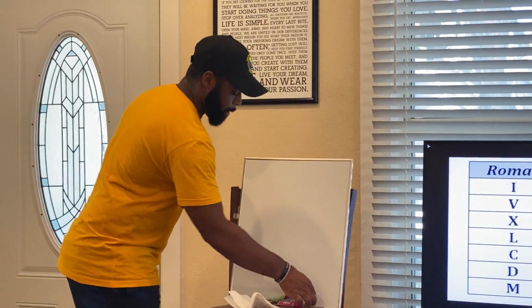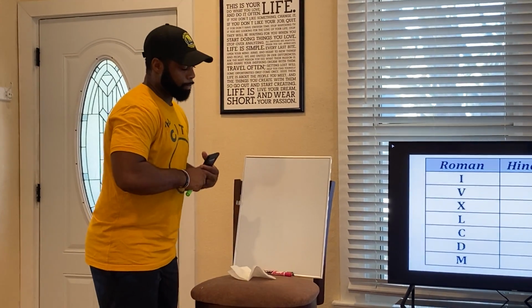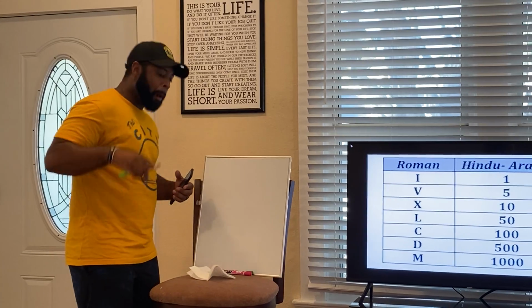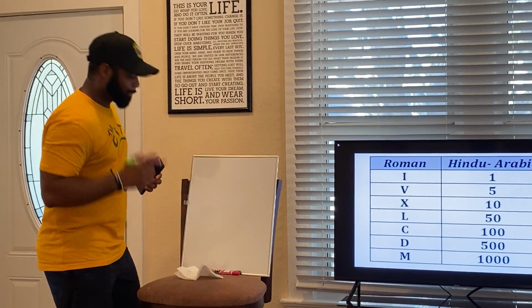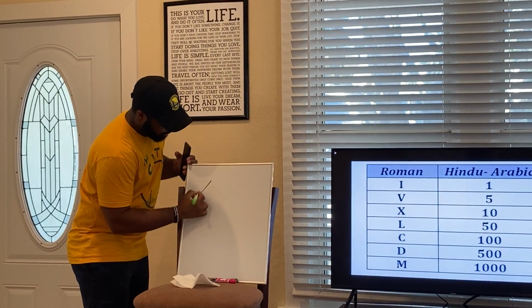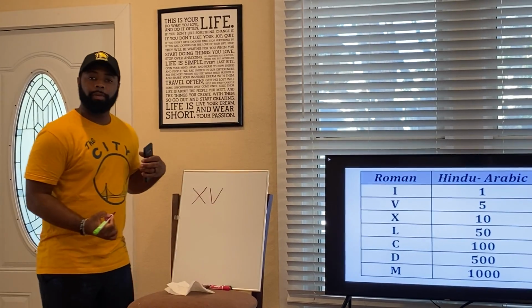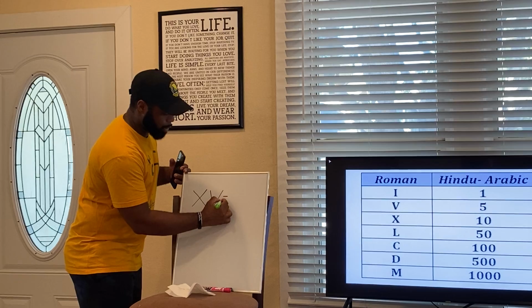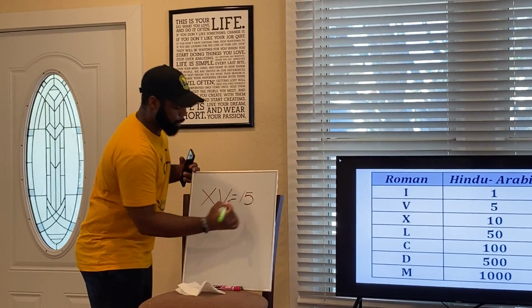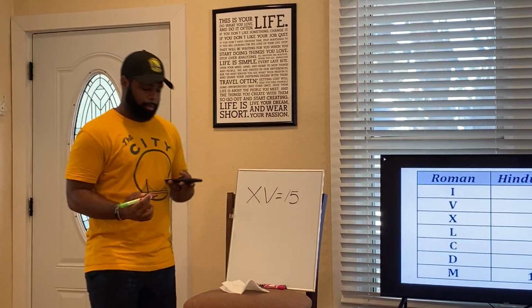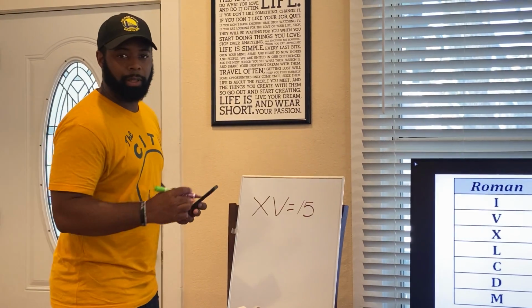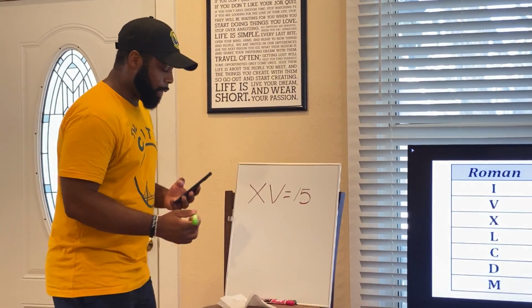X and V, right? So we have X, which is our value for 10, and V, which is our value for 5. But if you put those together, that would equal 15, correct? Correct. I know, this is math, and you guys are smart like that. But now we're going to take up the value.